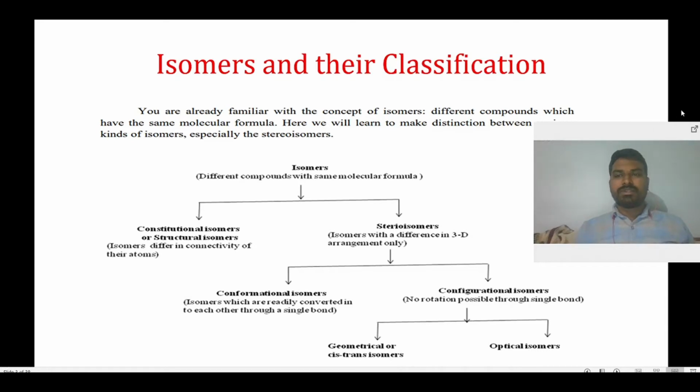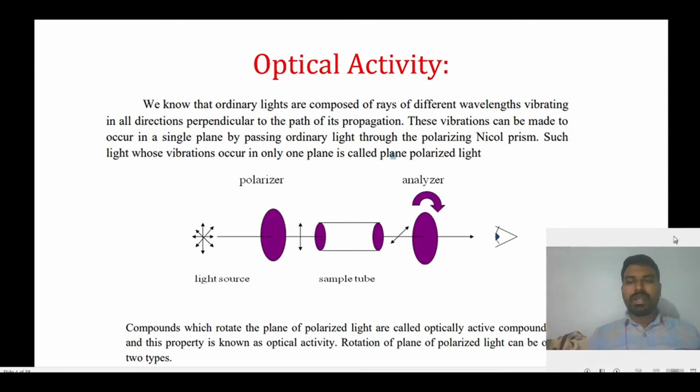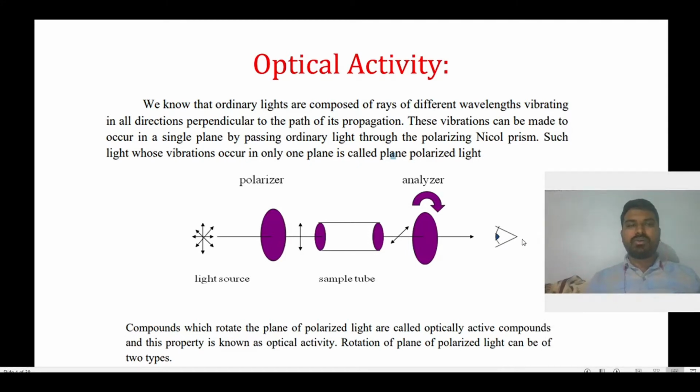Next is optical activity. Now what is optical activity? We know that ordinary light is composed of rays of different wavelengths vibrating in directions perpendicular to the path of its propagation. These vibrations can be made to occur in a single plane by passing ordinary light through a polarizing Nicol prism. Such light, whose vibrations occur in only one plane, is called plane polarized light.